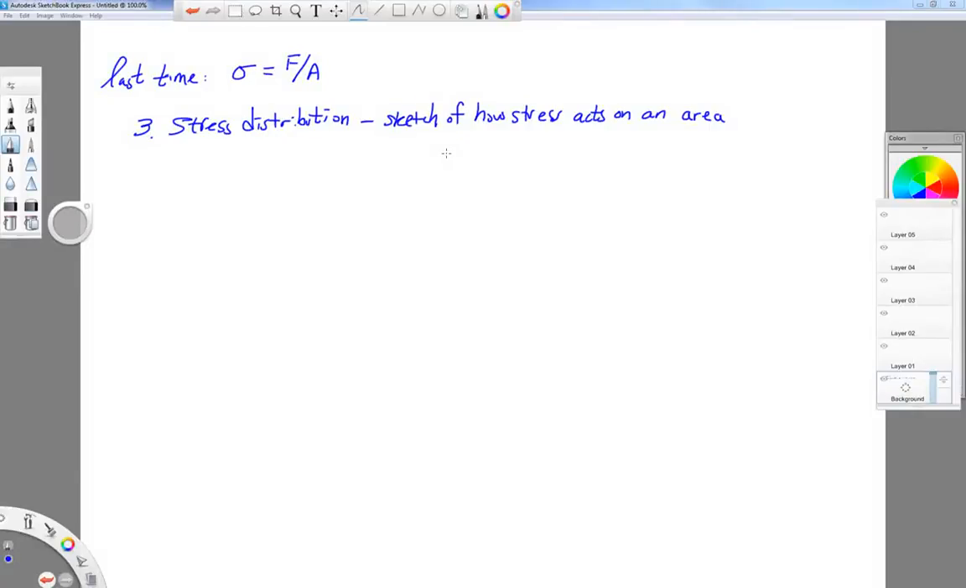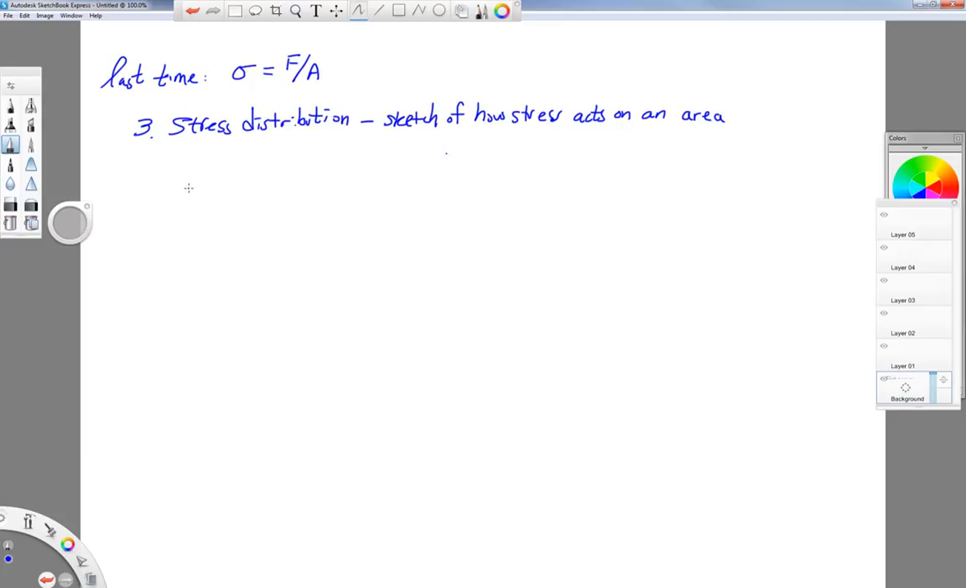Okay, so last time we introduced our concept of the axial normal stress, sigma is equal to the force divided by the cross-sectional area of a specimen. There are a couple terms that we need to talk about associated with stresses, and one of them is a stress distribution. Basically, a stress distribution is just a sketch or a picture of how stress acts on an area.